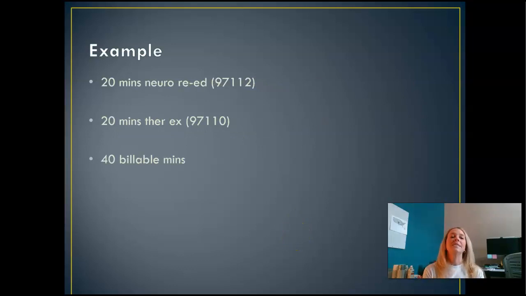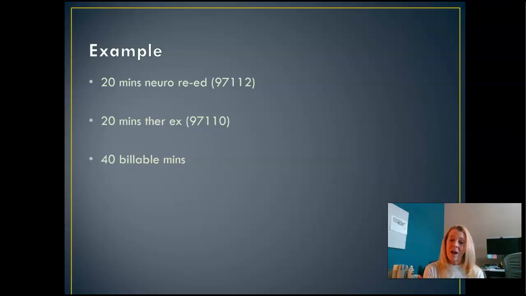All right. Next example, 20 minutes of neuro re-ed and 20 minutes of TheraX. So again, looking at those 2 activities independently, 20 minutes is 1 unit. So it would be 1 unit of neuro re-ed, 1 unit of TheraX, but if we look at the total treatment time, we've got 40 billable minutes. 40 billable minutes still falls under 3 units, so we can bill 3 units for this patient.